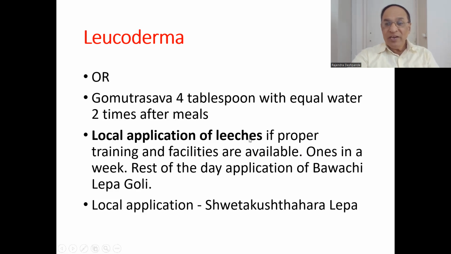Local application of leech, Jalaukavacharana, is the best treatment for vitiligo. When there are small and limited spots on your body, then you can apply leech, the Jalauka, Nirvish Jalauka. It is the best treatment especially for Leucoderma, if the proper training and facilities are available to that particular doctor. Once in a week, and the rest of the days, application of the Bavachi Lepa Goli. For local application there is also Shvet Kushthara Lep, which is also available.